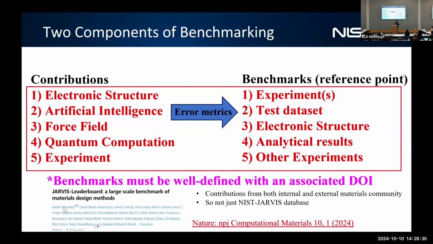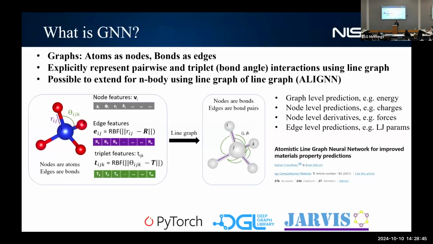So this paper on the JARVIS leaderboard was just published this year, and almost all the national labs participated in this work, and several universities. And it's a very flexible framework to contribute to. So we talked about the first database, we talked about the benchmarking platform. Now let's talk about what kind of AI model to use.